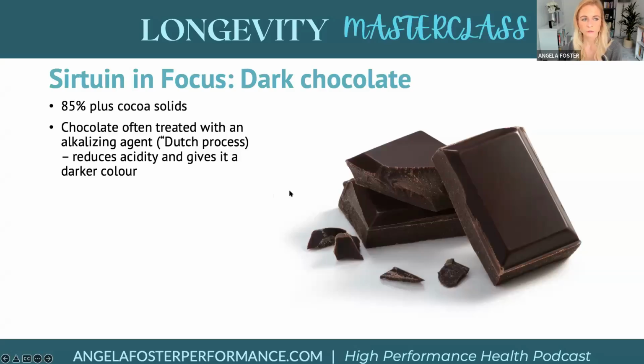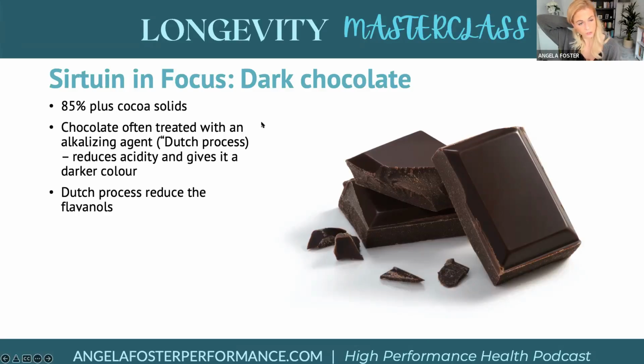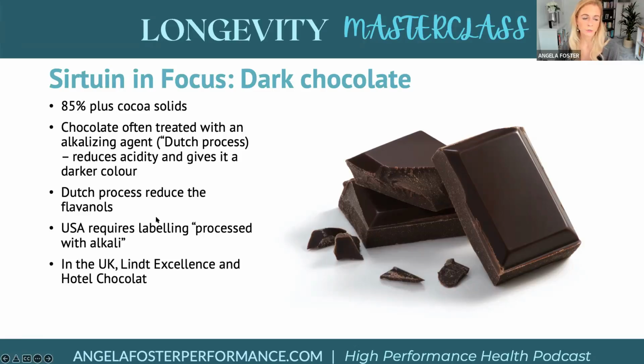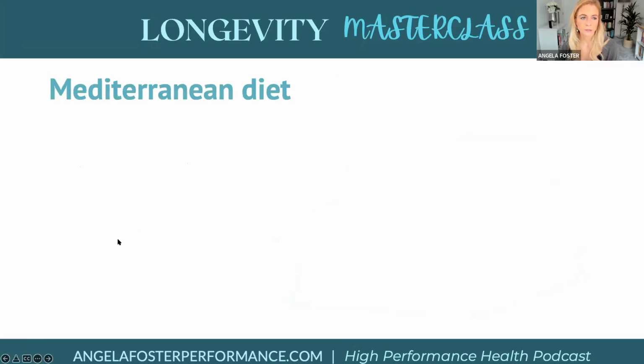Dark chocolate, you want to go for 85% plus, ideally. Some of them are treated with the Dutch process. It gives it that darker color. Not all are, so you can check. In America, they do have to say. But Lindt 90% does not use the Dutch process. Hotel Chocolat doesn't either. But it reduces the flavonols. So here we don't have to say if we've used it, but in the US they do.